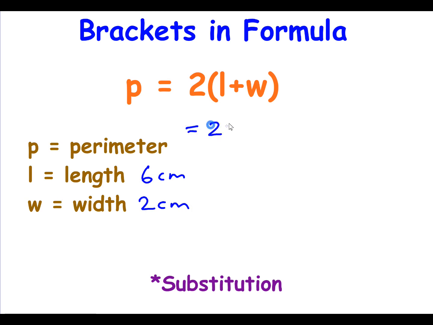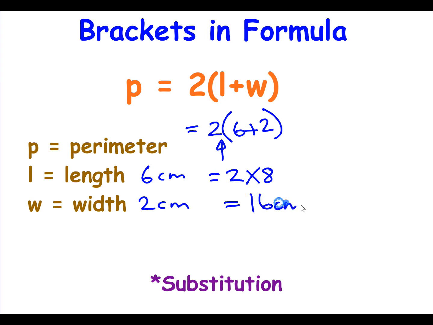So it becomes 2 brackets 6 plus 2 close brackets. Now remember BIDMAS? BIDMAS tells us to do what's in the brackets first, but don't forget the second thing, that there's a multiply between the 2 and the brackets. So it's 2 times what's in the brackets first, 6 plus 2, which is 8. So that gives us 16 centimeters as our perimeter.